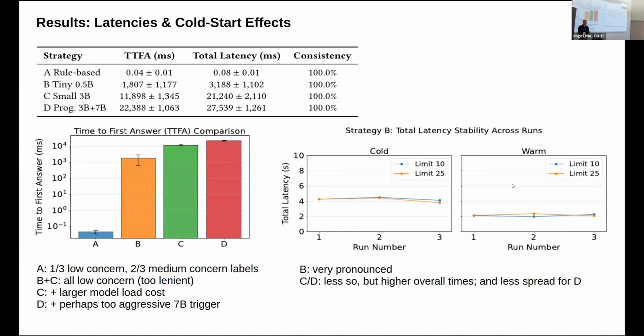We also see quite a bit of deviation, especially with model B, the tiny one. This is quite pronounced, a little bit less so for the larger ones.